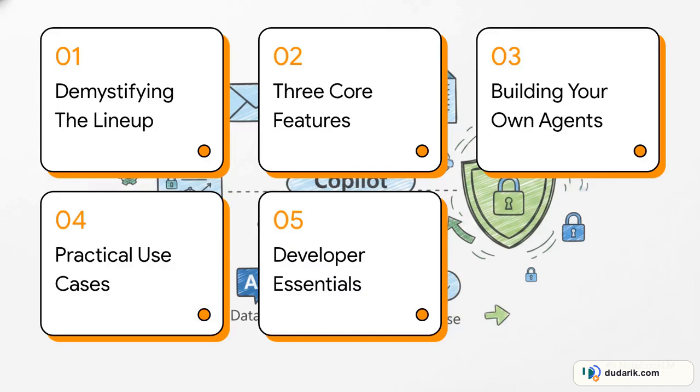Okay, here's our roadmap for today. First, we'll demystify the Copilot lineup. Second, we'll hit the 3 core Copilot features. Third, building your own agents. Fourth, practical everyday use cases. And finally, developer and security essentials.